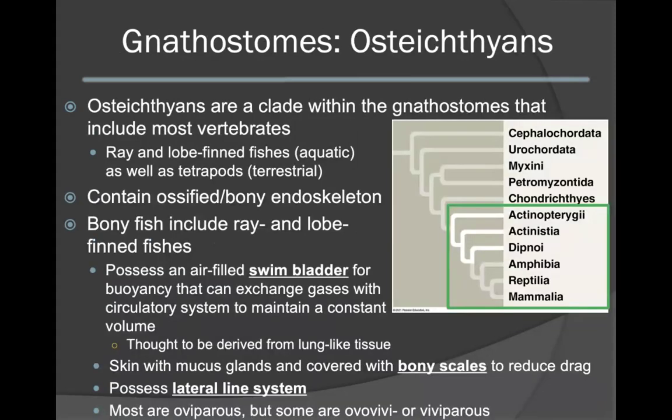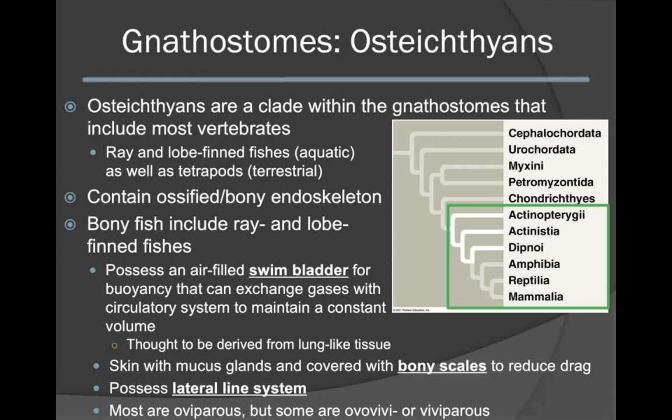The next major group we will look at is the osteichthyans. Osteichthyans are also a clade within the gnathostome group. This includes most vertebrate species, such as your ray and lobefin fishes, as well as tetrapods. Osteichthyans contain ossified or bony endoskeletons. Bony fish include both the ray and lobefin fishes.